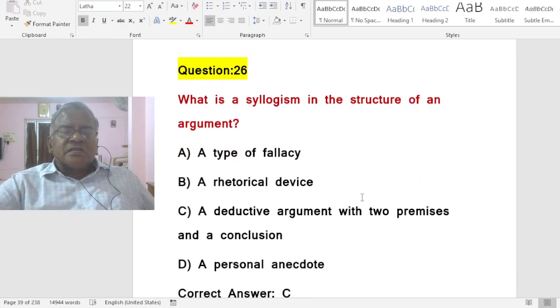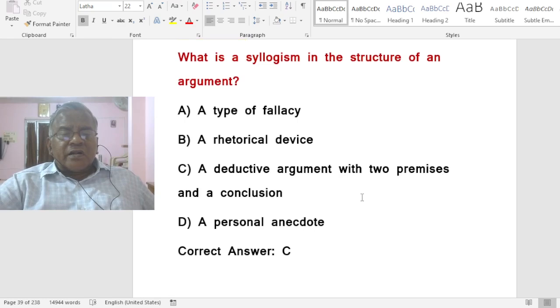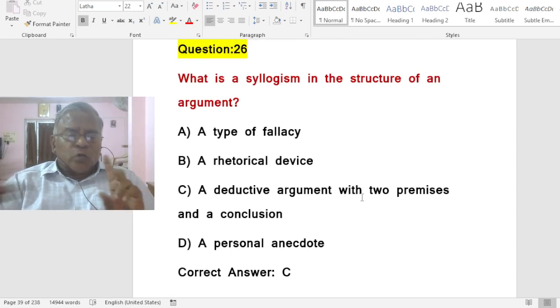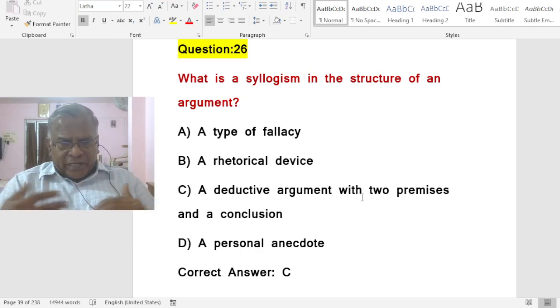What is a syllogism in the structure of an argument? A type of fallacy, a rhetorical device, a deductive argument with 2 premises and a conclusion. There should be three things: 2 premises, 1 conclusion. All put together is a syllogism. That is called syllogism in the structure of an argument. I hope you understood this. Syllogism means 2 premises and 1 conclusion. 3, right?